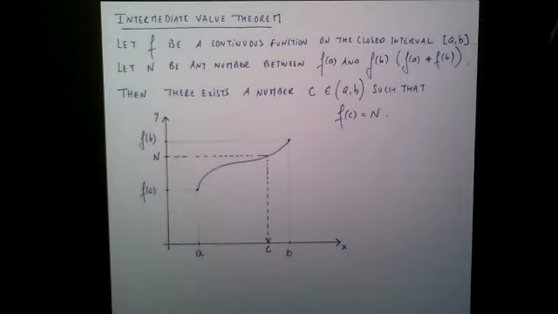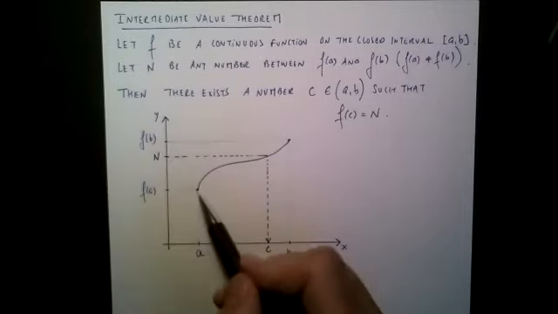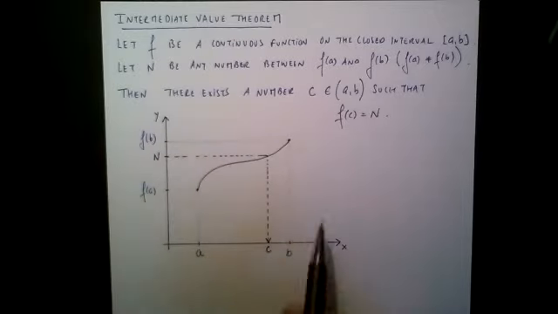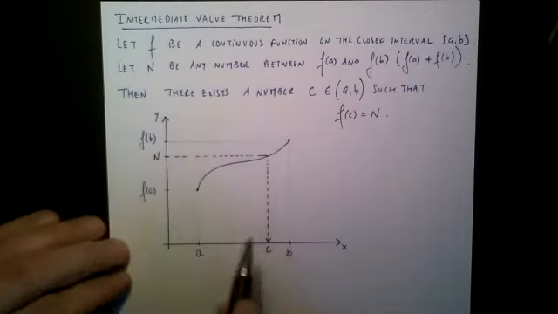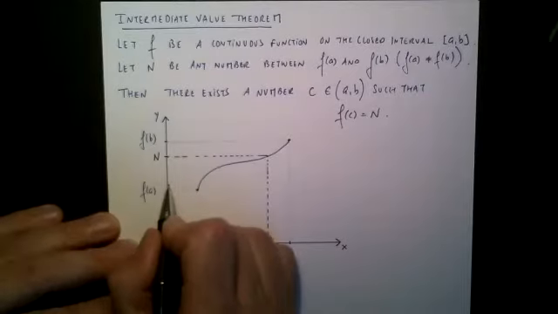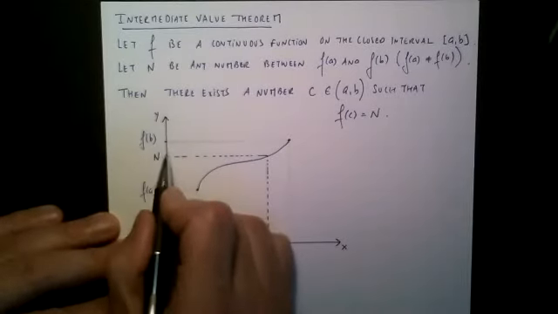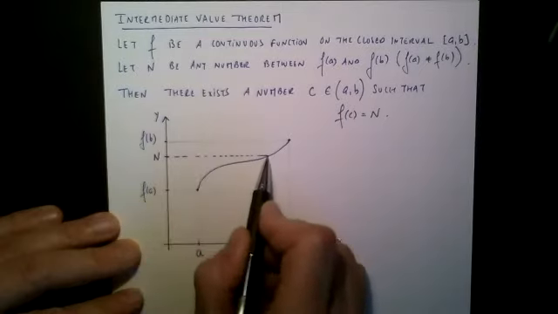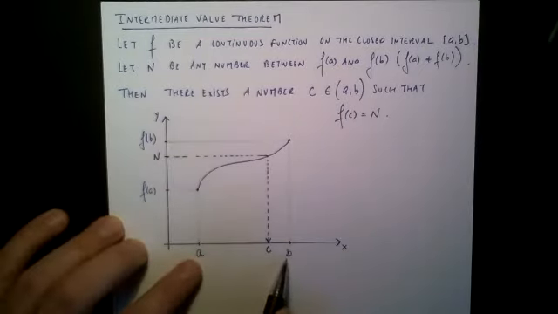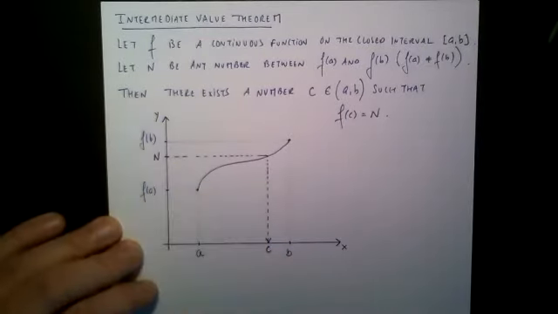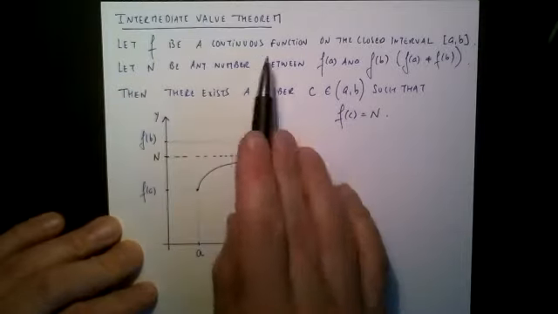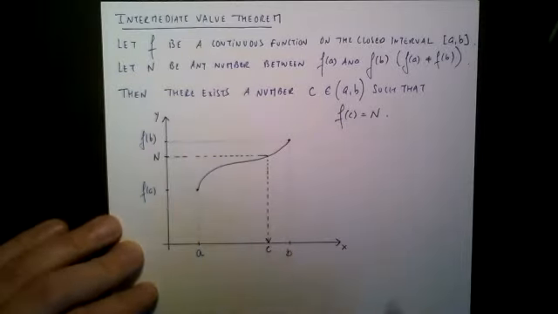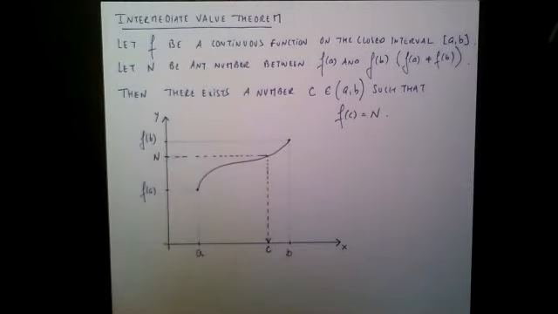Again, I have a function on a closed interval [a, b]. If I take any value between f of a and f of b, any value here, it's guaranteed that there is going to be a source in the interval (a, b) that has this as an image. That's what it says. Of course, the function needs to be continuous. If it's not continuous, then it's not guaranteed anymore.